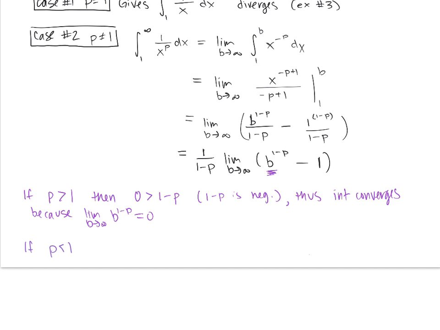What about if p is less than 1? Then 0 is less than 1 minus p, i.e. 1 minus p is positive. So you have something that's going to infinity being raised to a positive power. What's going to happen then? This is going to diverge.